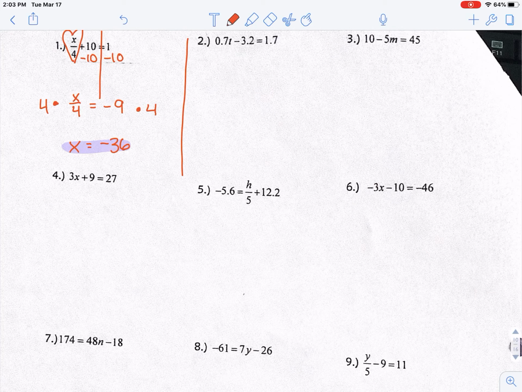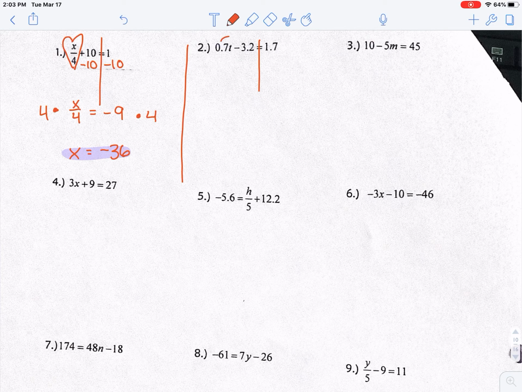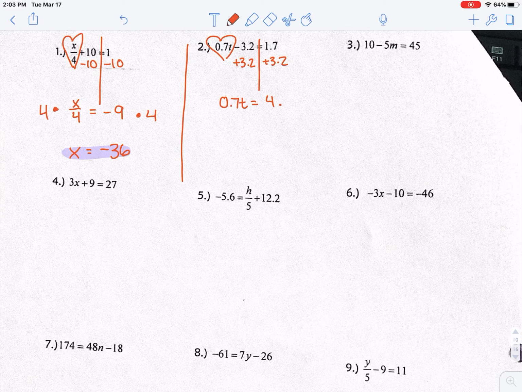All right, so moving on to number 2. We have 0.7t minus 3.2 is equal to 1.7. So again, that 0.7t, they must stay together, your variable term. To undo subtracting 3.2, we want to add 3.2 to both sides. And we're left with 0.7t here on our left. And 1.7 plus 3.2, line that up, we get 4.9.